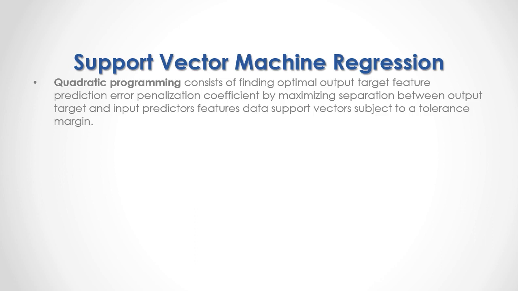Quadratic programming, which consists of finding optimal output target feature prediction error penalization coefficient by maximizing separation between output target and input predictor features data support vectors subject to a tolerance margin. As a formula, we have the minimization objective equals to 1 divided by 2 multiplied by the sum from the first to the last of the support vector margin width to the power of 2 plus an output target prediction error penalization coefficient multiplied by the sum from the first to the last of the output target feature prediction error or distance outside of margins plus an output target feature prediction error tolerance margin.